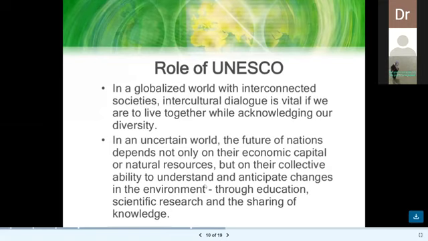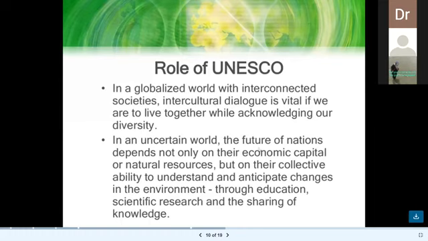Okay, next one. The future of nations depends not only on their economic capital or natural resources, but on their collective ability to understand and anticipate changes in the environment, and also through education, scientific research, and the sharing of knowledge. So it focuses on the collective ability, collectively to fight environmental issues or any other related issues through education, scientific research, and sharing of knowledge.